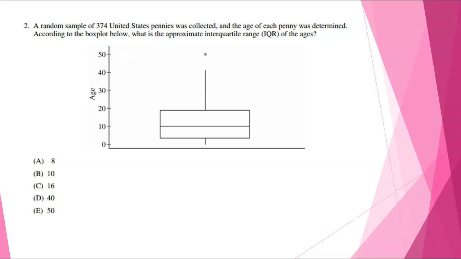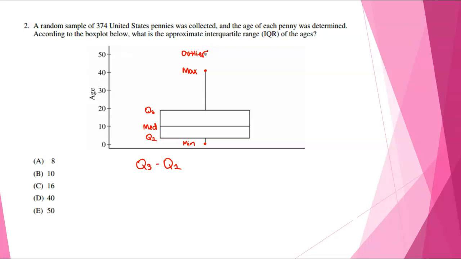If we look at question 2, we're looking at a box plot, and they're asking us to identify the IQR. Just as a reminder, IQR is Q3 minus Q1. Q1 is going to be the starting edge of my box, and Q3 is going to be the last edge of my box. Right in between is the median. These endpoints are my minimum and my max, and this would be an outlier.